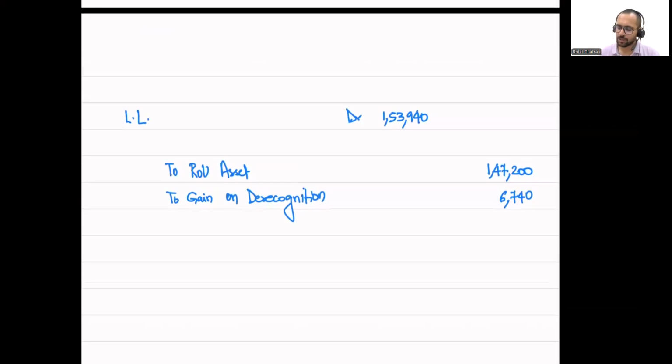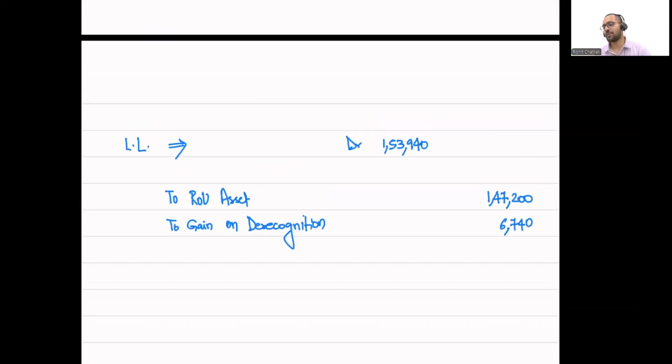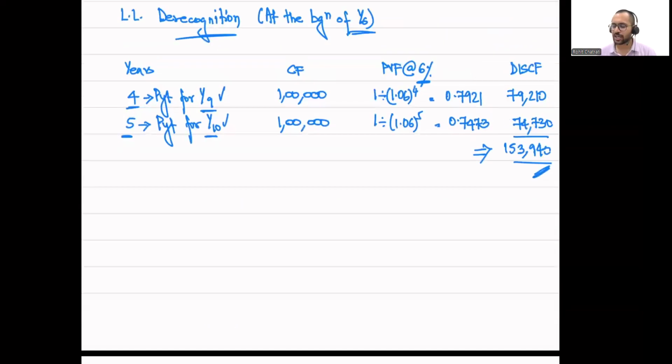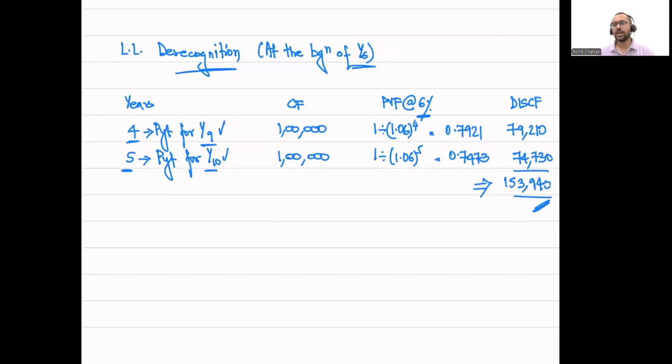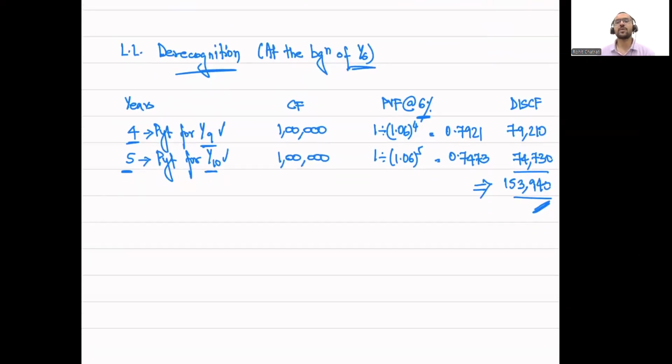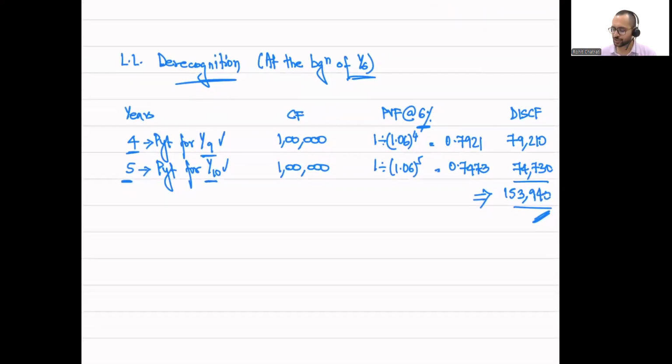How did we calculate the amount of lease liability to be derecognized? I've actually calculated how much liability I no longer have to pay. In present value terms, that came down to 153,940, which is equal to the liability derecognition amount.